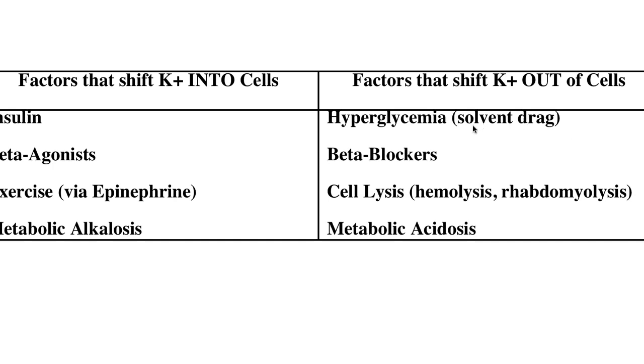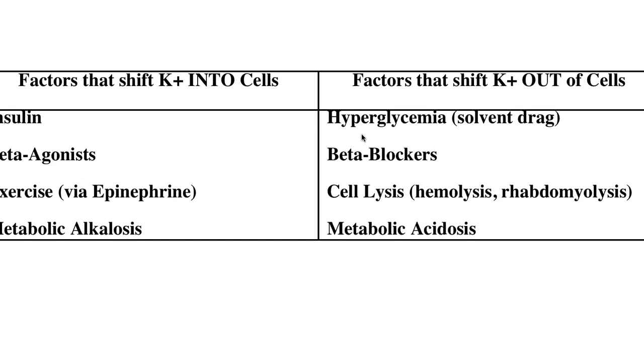So hyperglycemia or hypertonicity outside of cells will pull water. There'll be water movement from the cell, and that can drag potassium with it. Remember I mentioned beta agonists will make potassium go into cells.